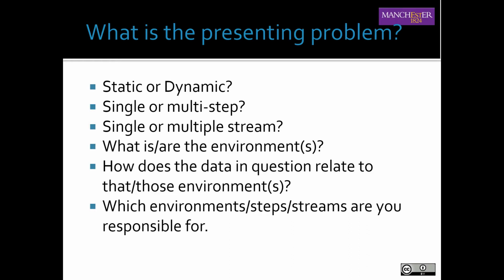So what is the presenting problem? Is it static or dynamic, i.e. are data in one place or are they moving? Is it single or multi-step? Is it single or multi-stream? So steps are steps in a transition. Streams are different divergent paths for data. What are the data environments? How do those environments relate to the data in question? And which environments, steps, streams are you responsible for, you that are using the framework?